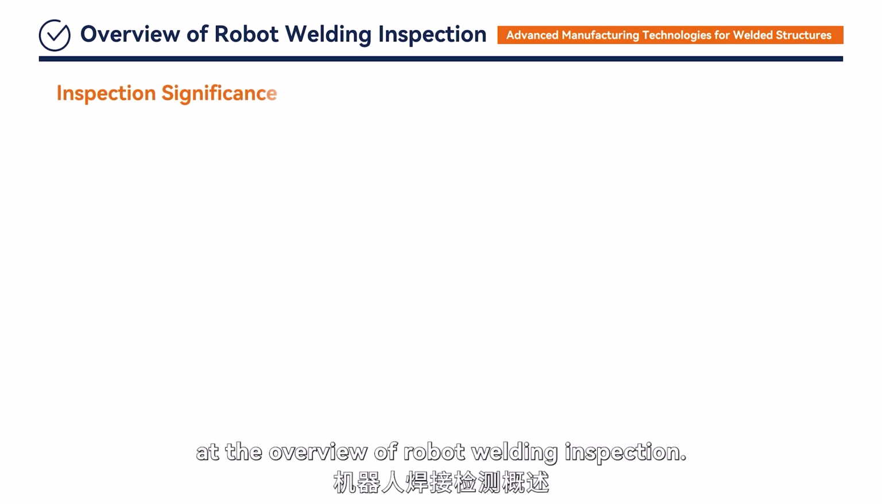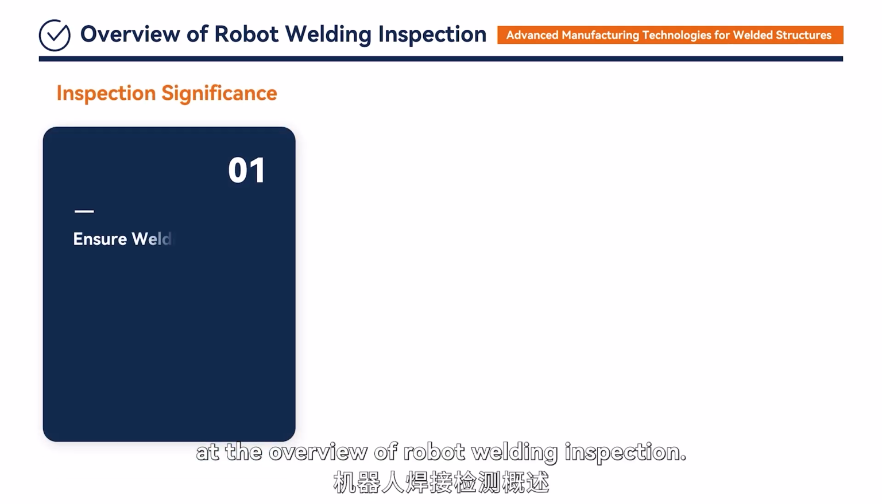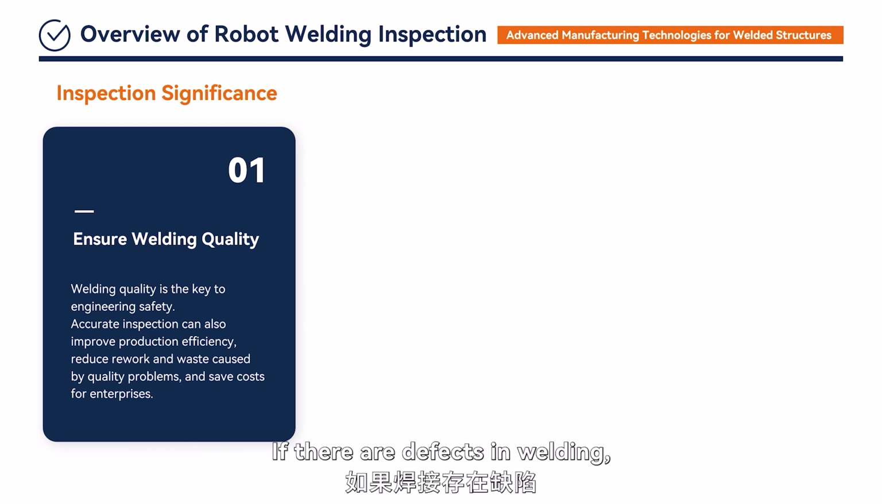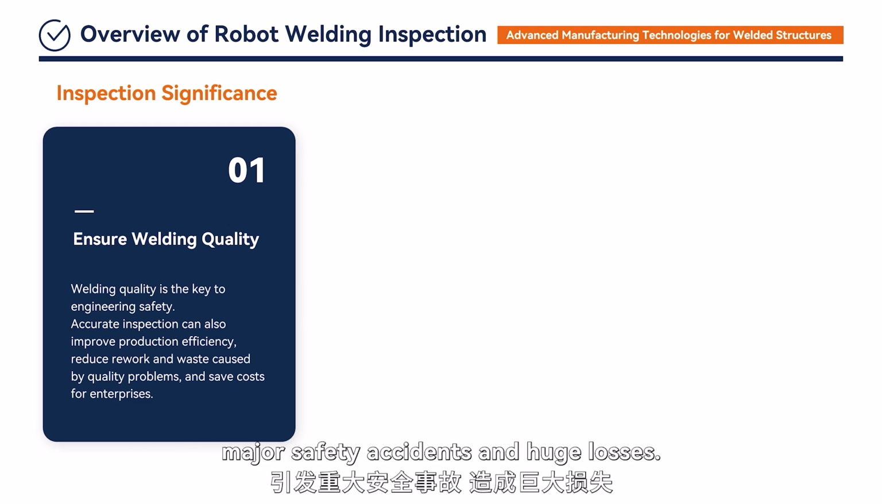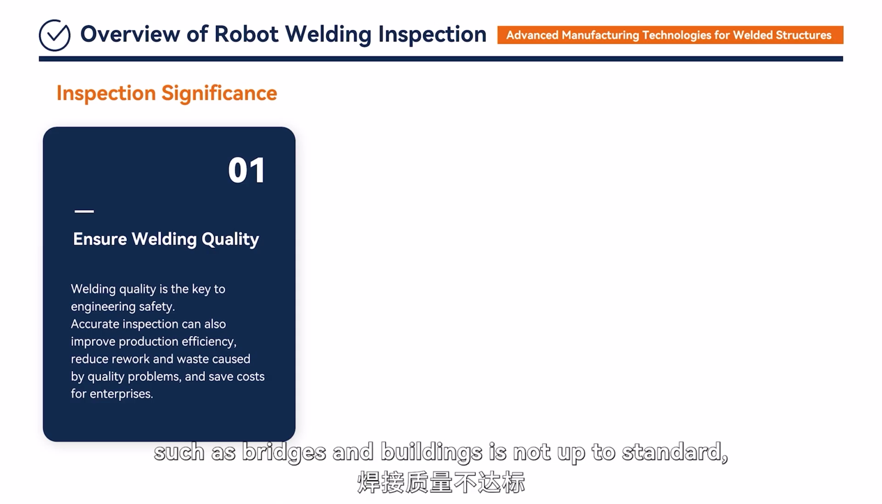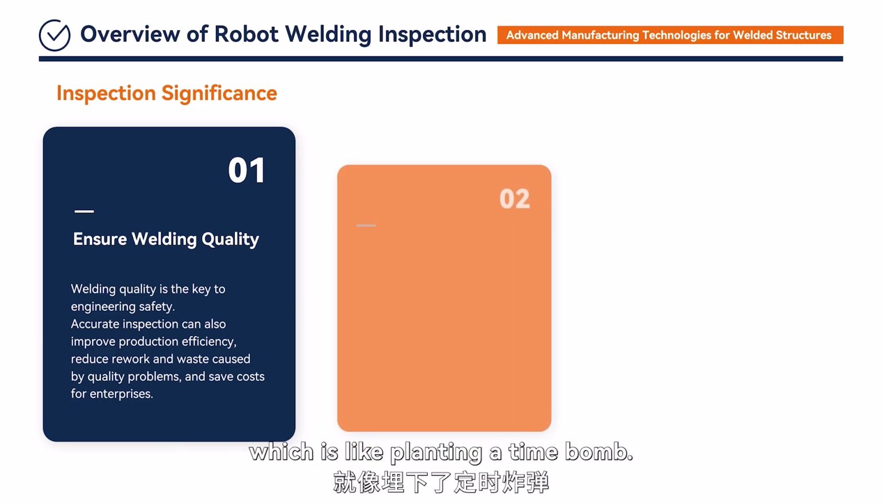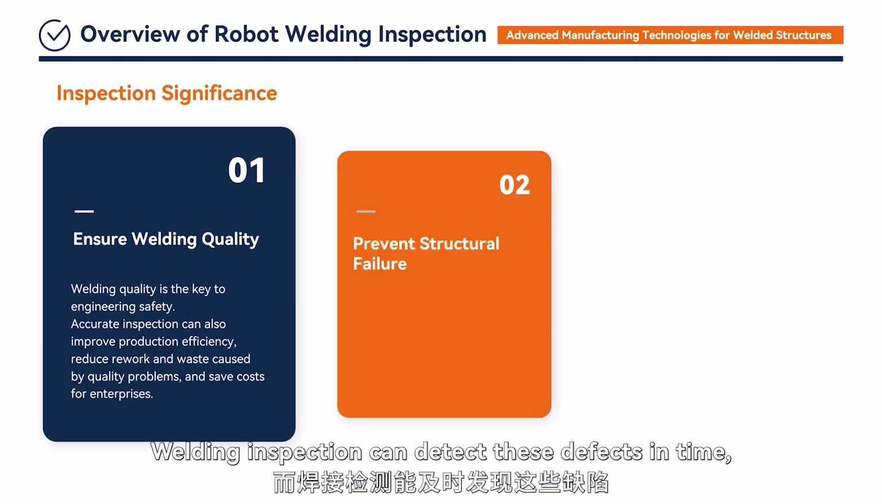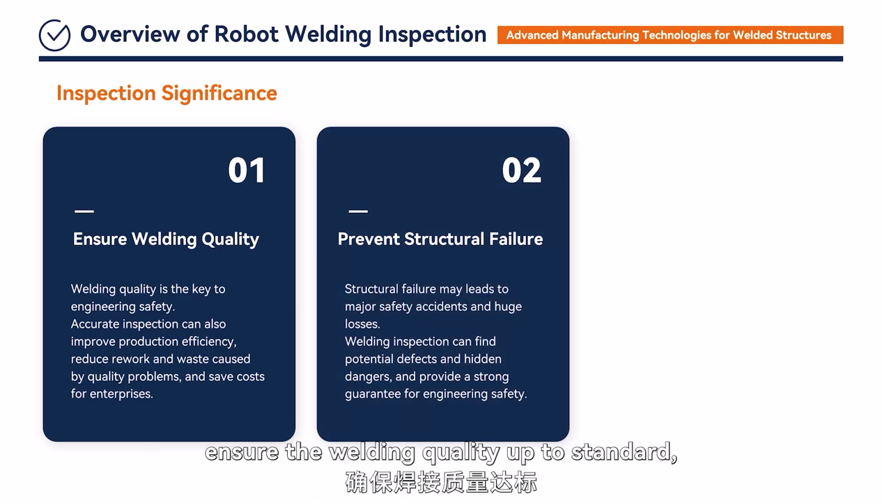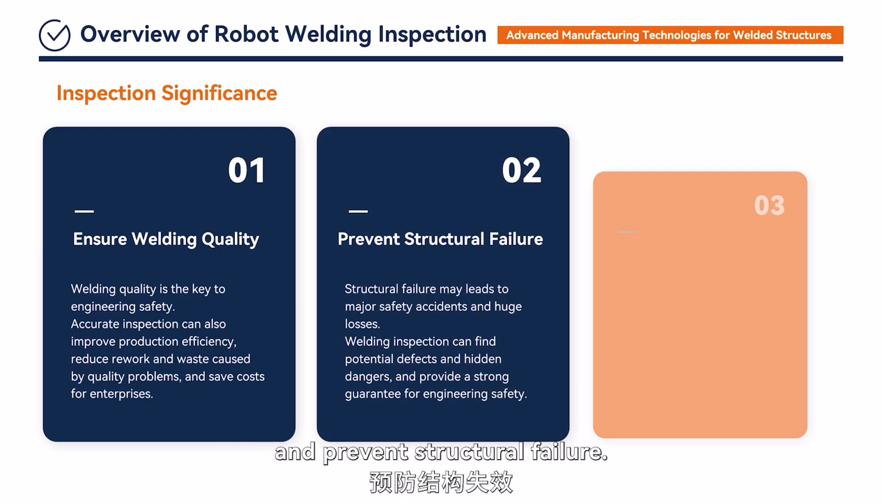Let's first look at the overview of robot welding inspection. Welding quality is directly related to engineering safety. If there are defects in welding, it may lead to structural failure, major safety accidents, and huge losses. For example, if the welding quality of large-scale projects such as bridges and buildings is not up to standard, it is like planting a time bomb. Welding inspection can detect these defects in time, ensure the welding quality is up to standard, and prevent structural failure.